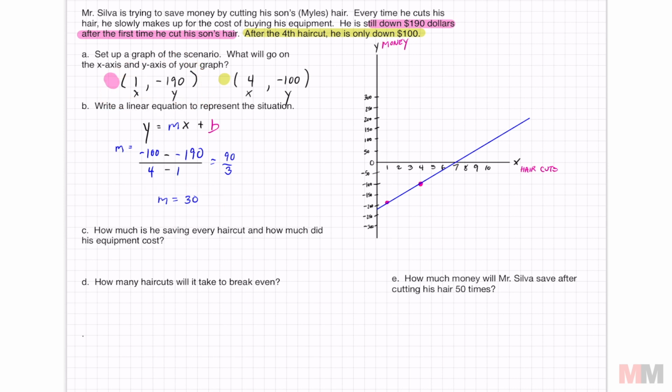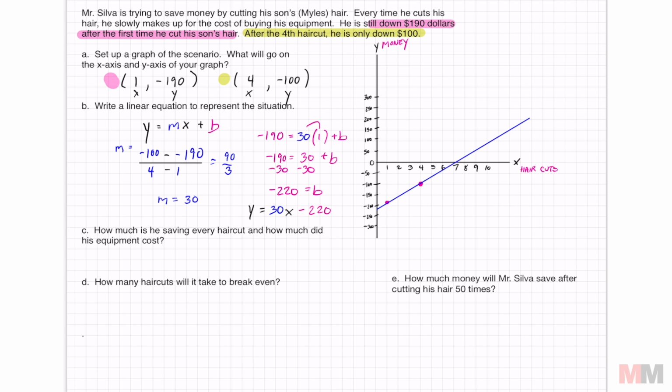So let's plug that into y equals mx plus b. My y is negative 190 equals my slope, which is 30, times my x, 1, plus b. Simplify some stuff. 30 times 1 is 30. And then all I got from here is a simple equation to solve for b. Subtract 30 on both sides. And I got negative 220 equals b. And now I have both pieces of the puzzle. I can write my equation as y equals 30x minus 220.